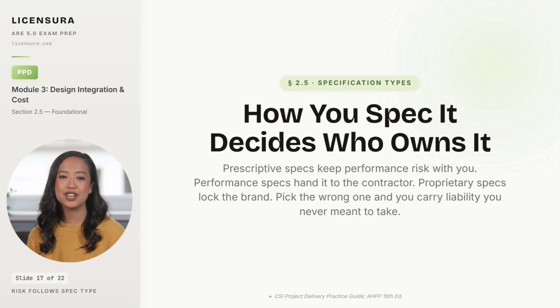A performance specification tells the contractor what the result must achieve: the strength, the thermal value, the sound rating, and lets the contractor select the means to get there, which shifts the performance risk to the contractor. A proprietary specification names a specific product and manufacturer, which guarantees the exact match the architect wants, but may violate competitive bidding on public projects. The architect who picks the wrong spec type carries liability they never meant to take. And the exam will hand you a fact pattern where the right answer hinges on who owns the performance. Let me walk you through the 3 types side by side.